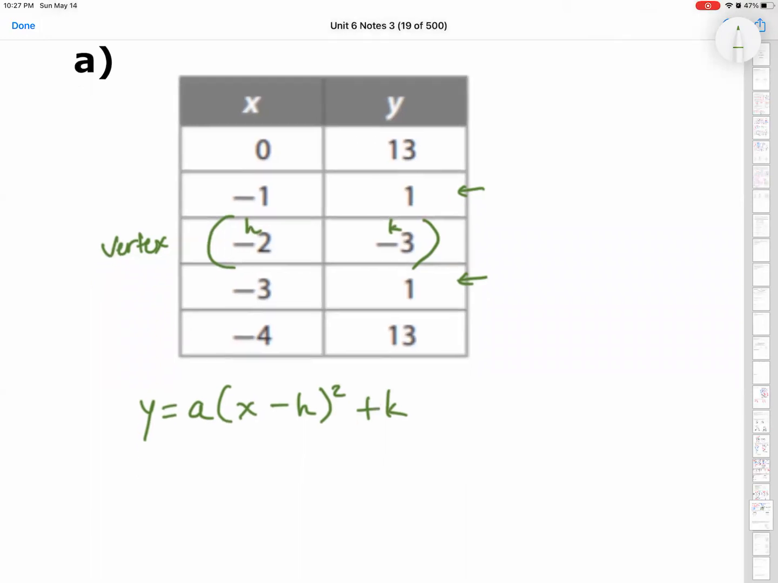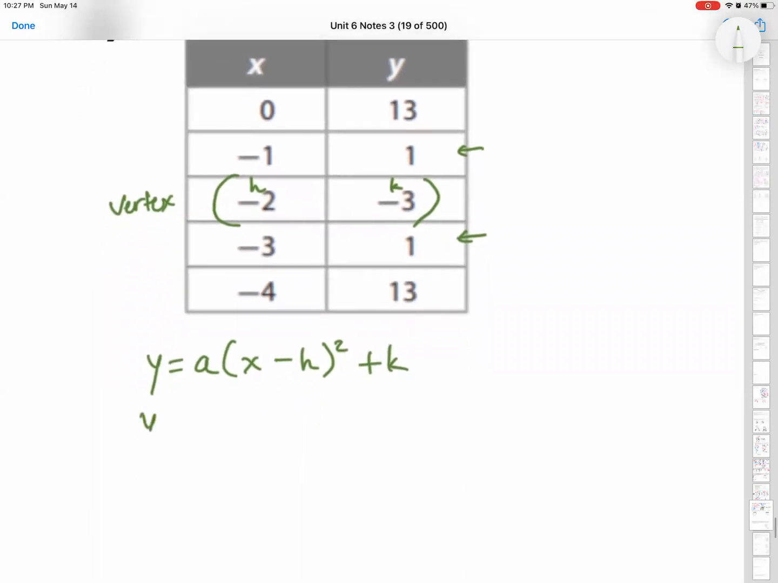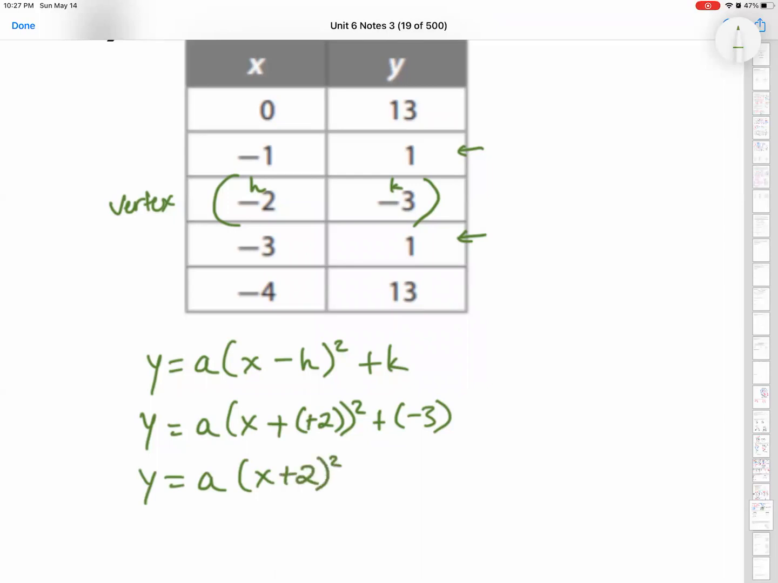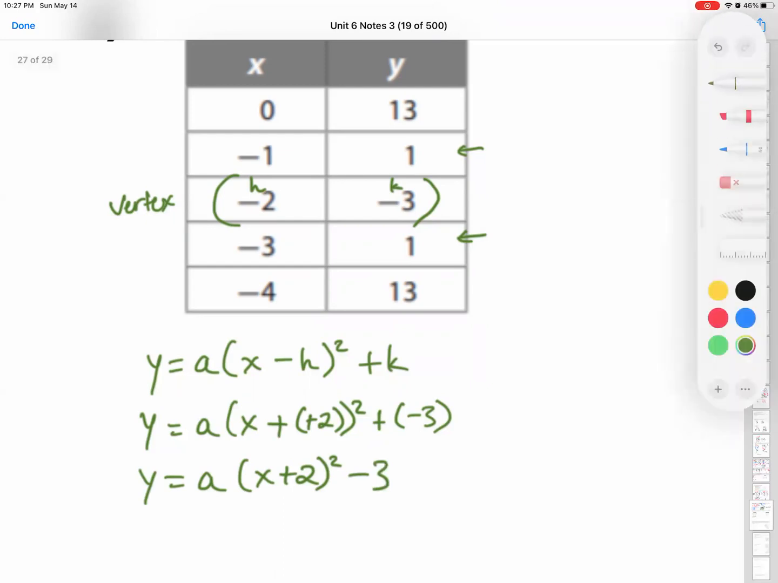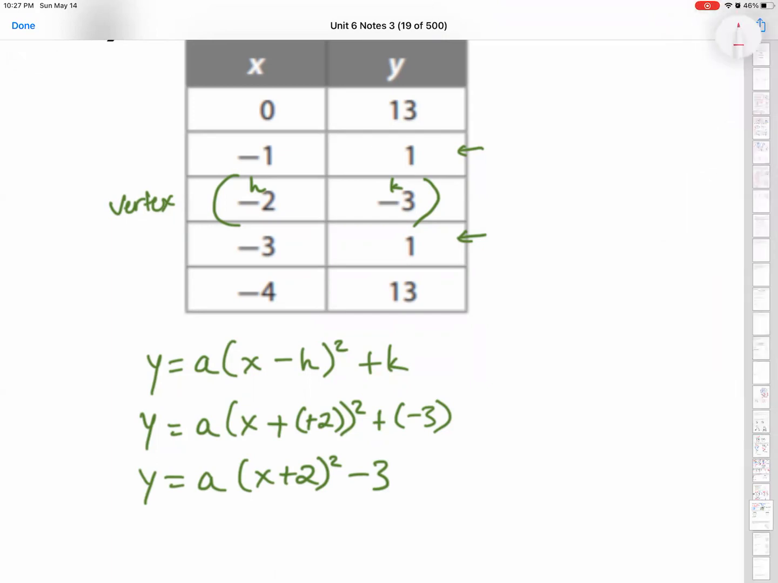And so we're going to go ahead and place that value in. So we end up with y equals some a times (x minus -2) squared plus -3. Now cleaning this up, we end up with y equals a times (x plus 2) squared, the opposite of a negative is really a positive, and then plus -3 would just be -3. Okay, so now, just like before, we're going to try and solve for a.